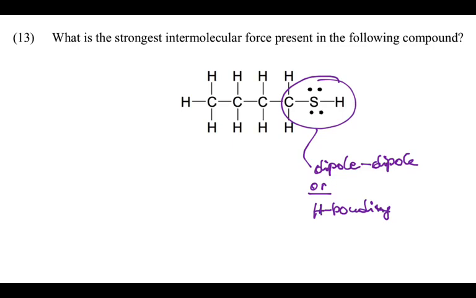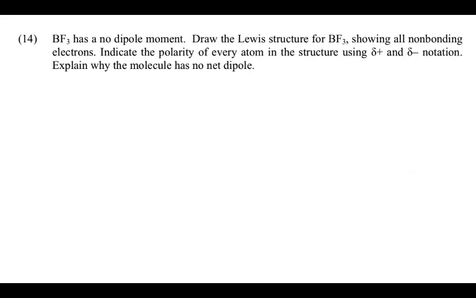Okay, next one. BF3, right? There's no dipole moment. Draw the Lewis structure for BF3, show all non-bonding electrons, and then indicate the polarity, and explain why it has no dipole moment. So somebody can do this. You want to try? Yeah. Thank you. I'll switch back to black here. Let's see if we can do this.